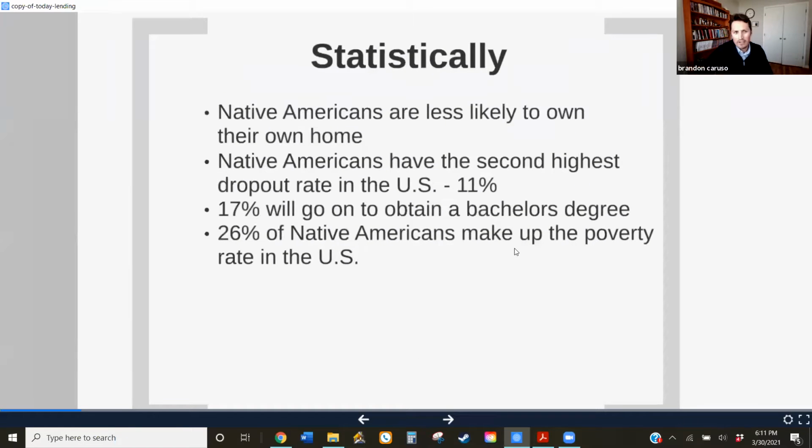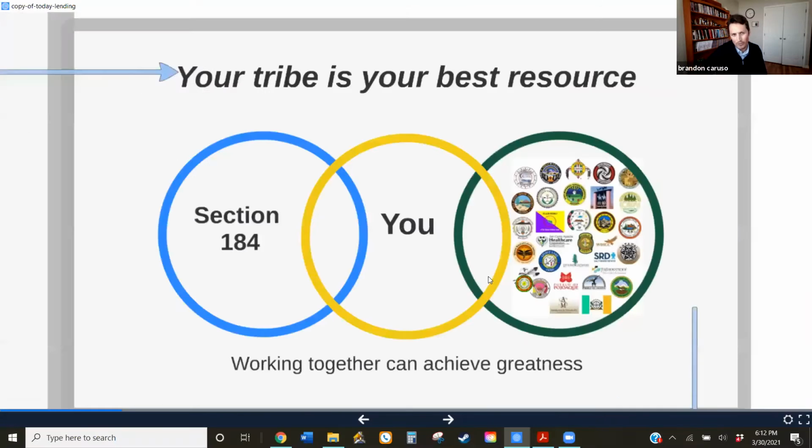Some of the reasons why it's so useful is because statistically, we as Native Americans are less likely to own homes. We have a higher dropout rate, and that's also due to a lack of access to education and a higher poverty level. So those are some statistics to address the concerns of why we might have such a low statistic in homeowners. But ultimately, the Section 184 is really a tool, and not your only tool. The tribe itself is often one of our best resources. So even if you are a Native American like myself that wasn't born on or live in your tribe, often tribes still have programs that can help you out.